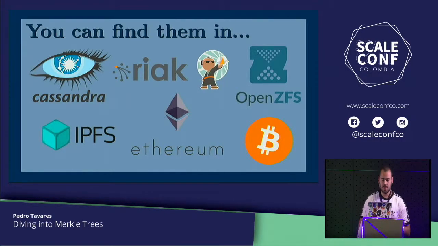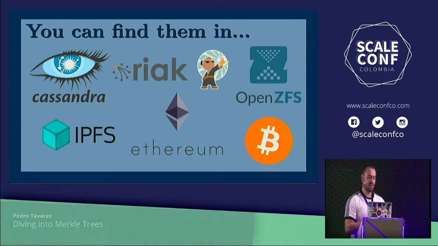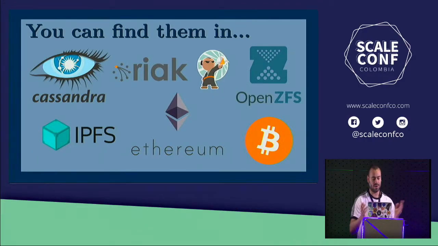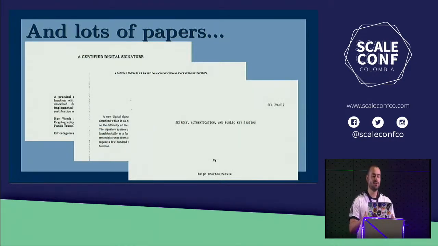If you are curious about diving even deeper into Merkle trees, you can find them in Cassandra, IPFS, React, Ethereum, Bitcoin, and OpenZFS, and lots more implementations of Merkle trees. And if you like to read papers, or if I can somehow convince you to start reading papers, you have lots of things to choose from, but I recommend you start with the papers by Ralph Merkle, which are the original papers on Merkle trees.